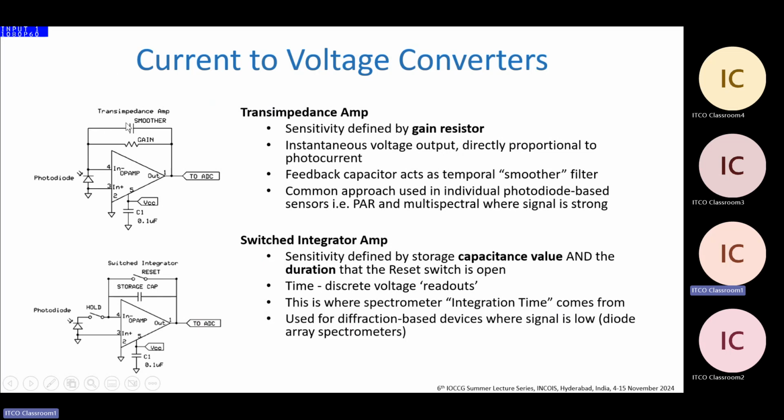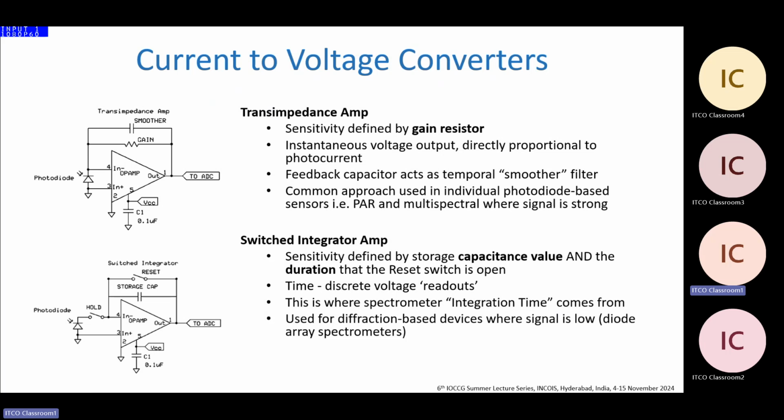Yeah, so you can add some smoothing. If you've got too much noise, you can add some smoothing. That slows the response time, but essentially that's acting like a temporal low-pass filter over your measurements. So you're not going to resolve things very quickly if you do that. Transimpedance amplifiers are used in most of the PAR and multispectral sensors, where the signal's pretty strong.